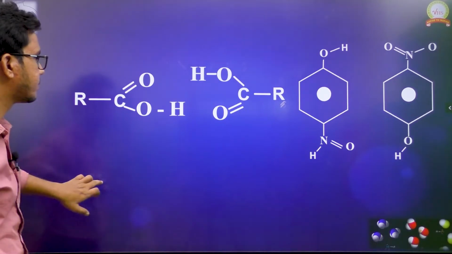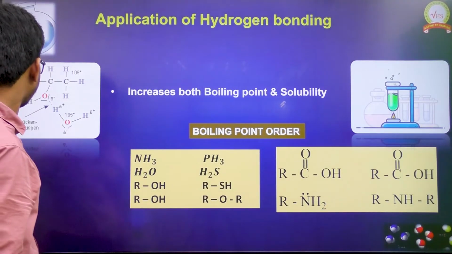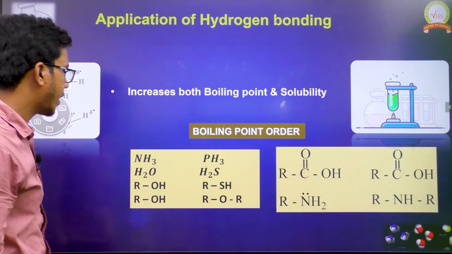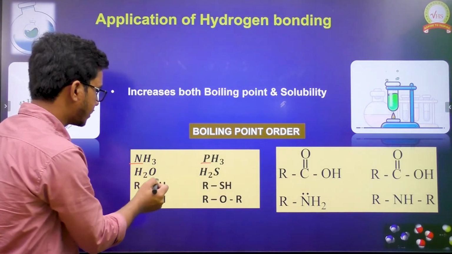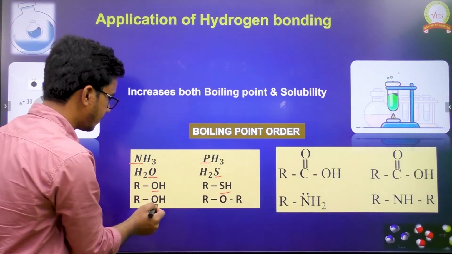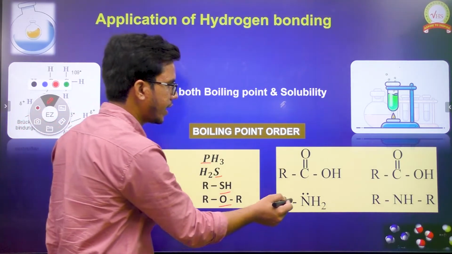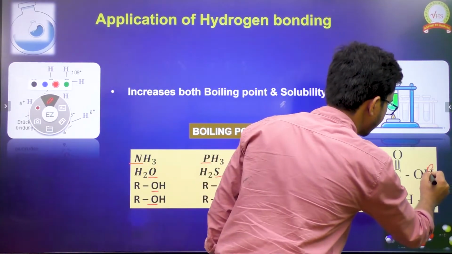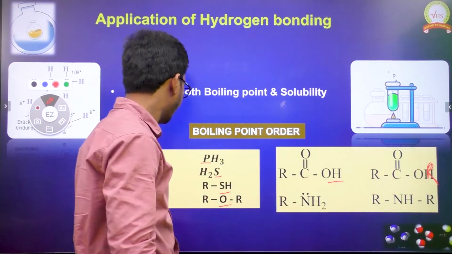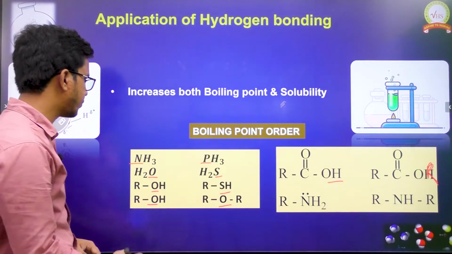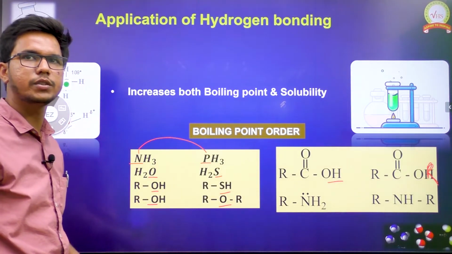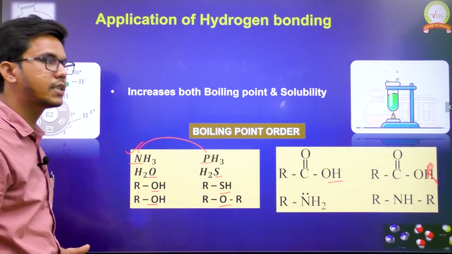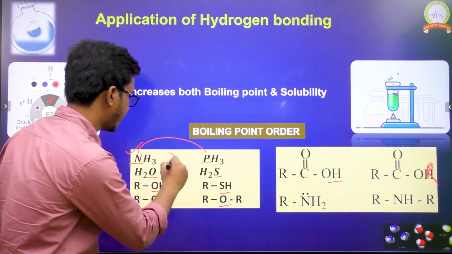Next, let us see some examples in which we can compare the boiling points. We have atoms of the same group: nitrogen, phosphorus, oxygen, sulfur; then alcohol and ether, and we have acid and ester, OR. If we take the first atoms of the same group, nitrogen and phosphorus, nitrogen has the ability to form hydrogen bonding, because of which we can expect NH3 to have a higher boiling point than PH3.